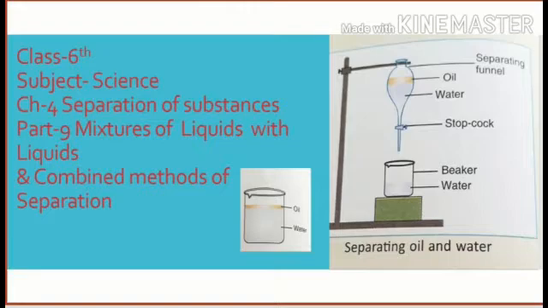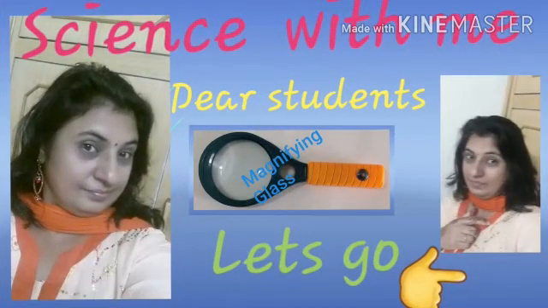Today, we are just going to discuss the last two topics of this chapter. First one is how we can separate the components of mixtures in which both the components are liquid. Means we are going to separate the components of liquid with liquid mixtures, and second is the combined method of separation, means how we can apply more than two methods to separate the components. Are you ready to learn science with me? Let's go.